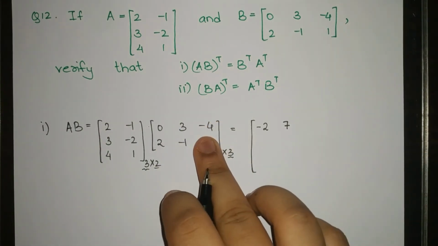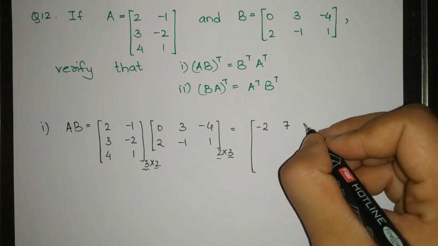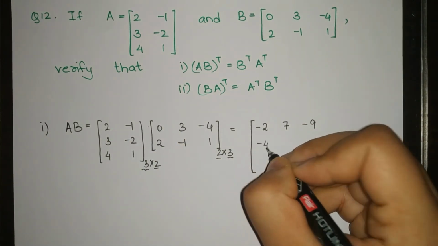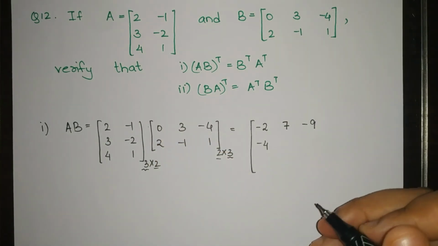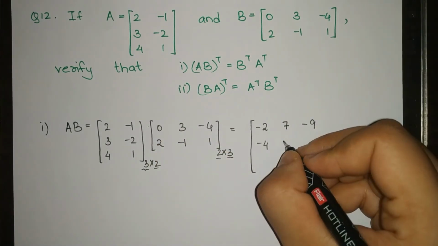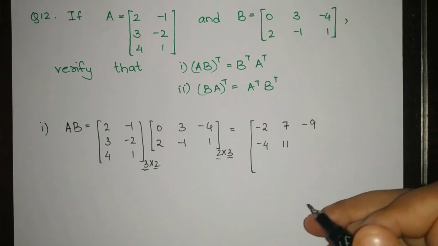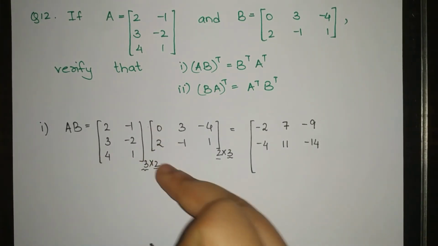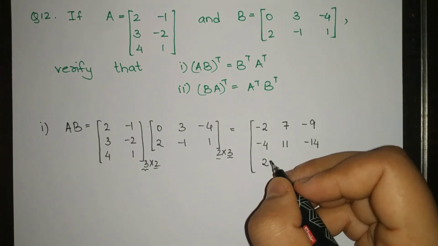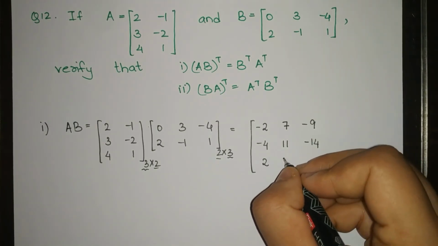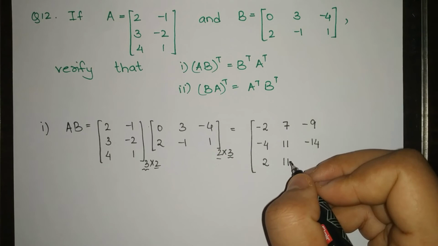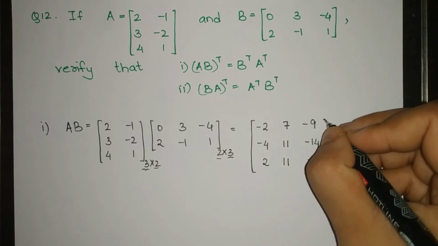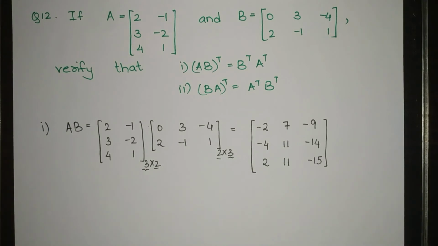नेक्स्ट, दिस इज -8 - 1 which is -9. Next, this is -4. Then next we have 9 + 2 which is 11. Then we have -12 - 2 which is -14. And then we have 2. Then we have 12 - 1 which is 11. Then we have -16 + 1 which is -15. Okay, this is the value for AB.